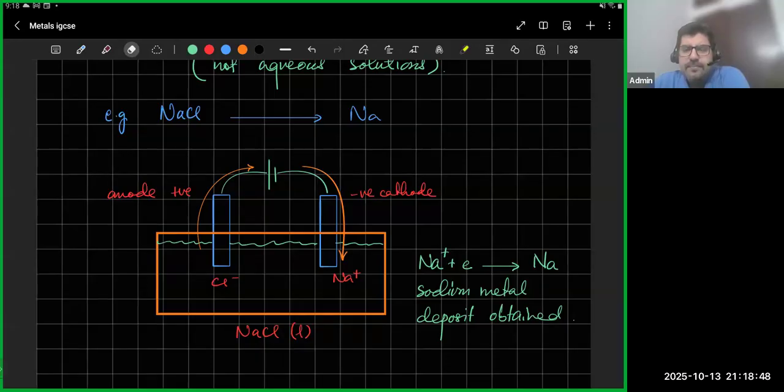Okay, so remember only molten. Now, and this is reduction as well. Na plus 1 is reduced at cathode. It gained electrons.